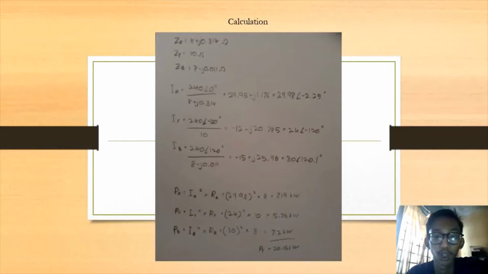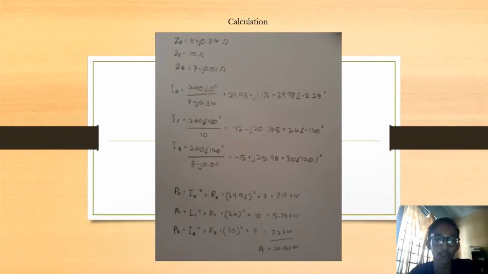So you get negative 12 minus j20.785, which is 24 at phase negative 120 degree. So IB is 240 at phase 120 degree over 8 minus j0.011, equal to negative 15 plus j25.996. So we got 30 at phase 120.1 degree.